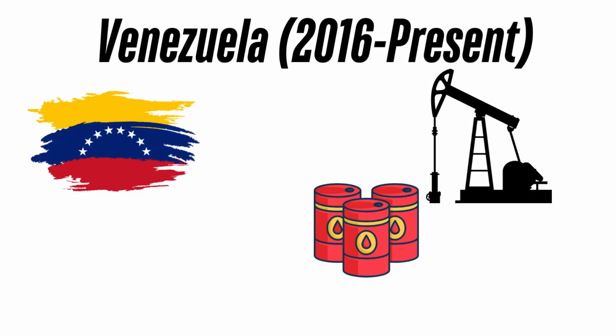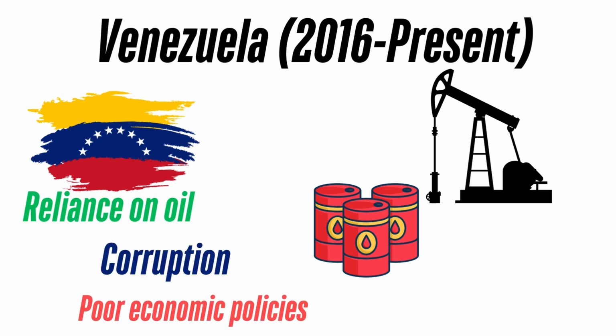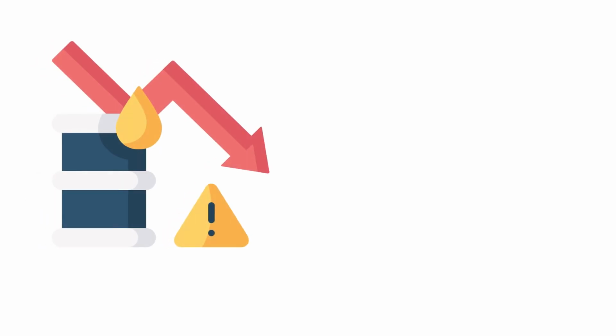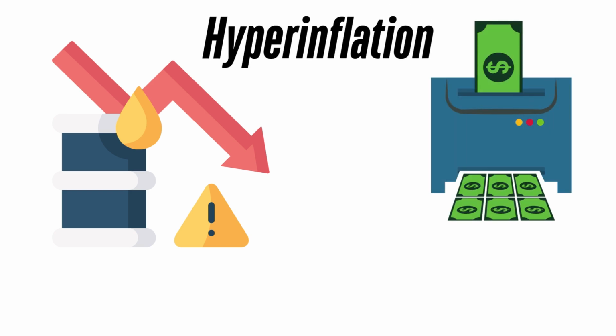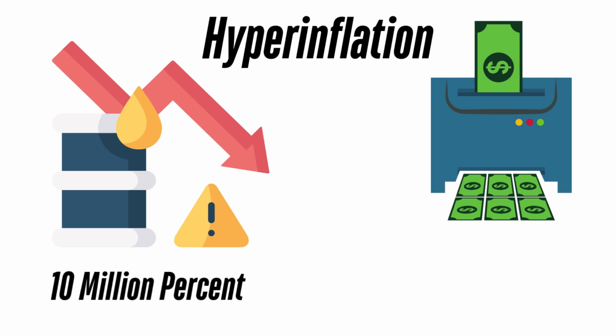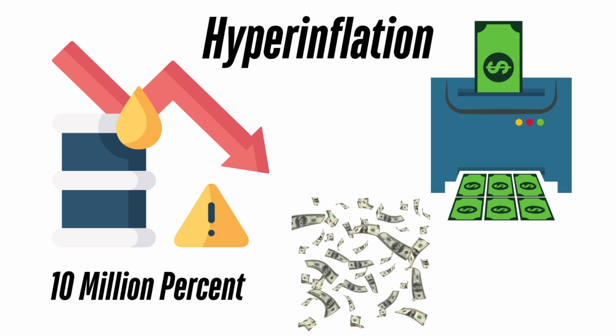Example 3. Venezuela, 2016 to present. Venezuela, despite having the largest oil reserves in the world, faced economic collapse due to heavy reliance on oil, corruption, and poor economic policies. When oil prices crashed, the government printed money to keep up with spending, leading to extreme hyperinflation. At its peak, Venezuelan inflation reached over 10 million percent. The currency became so worthless that people used it as wallpaper or even threw it away in the streets.